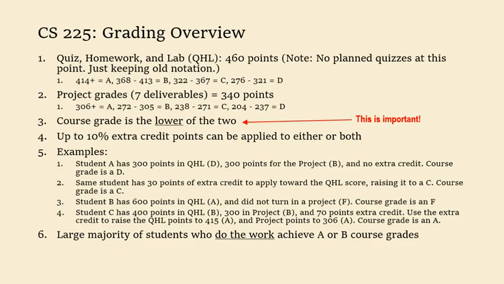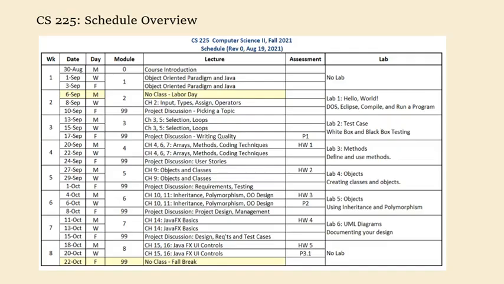This is really important for you to remember. Basically, it means you have to do both halves of the course. You have to do some kind of effort on the project, some kind of effort on the homework and lab. Now, for the most part, students get A's and B's in this course when they do the work. Usually the issues with grades below that is literally people are not turning in work. So we'll talk about that more later.